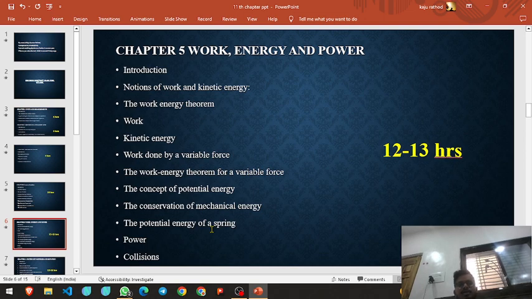Our fifth chapter is work, energy, power, and in this chapter we are going to study work, energy, and power. This chapter is not much easier or much harder, but if our concepts are clear, this chapter also becomes easier. There are some theorems in this chapter, and the concepts of potential energy and kinetic energy. The estimated time for that is about 12 to 13 hours for the full chapter.